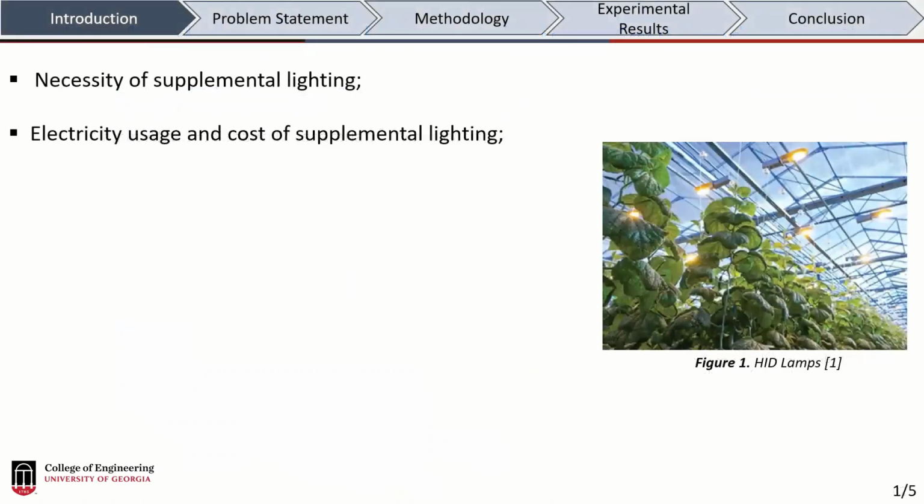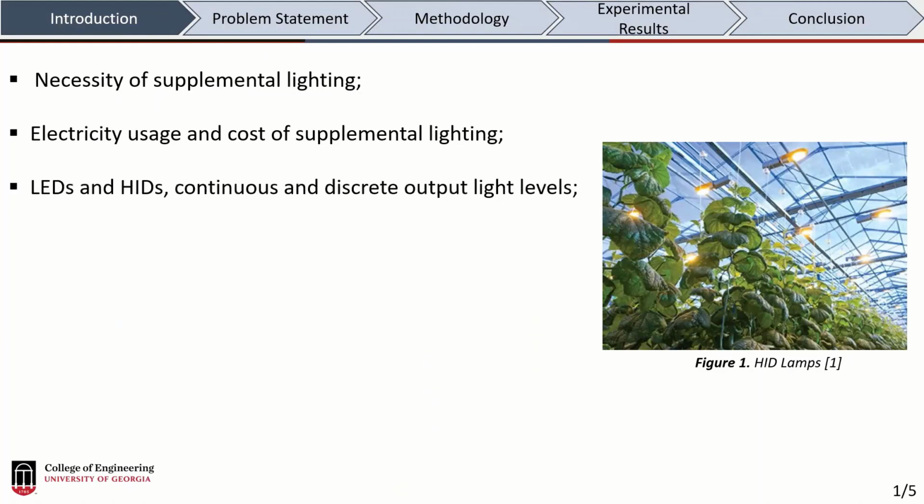Using supplemental lighting in greenhouses has potential for improving plant growth. However, lighting cost accounts for a large portion of greenhouse expenses. LEDs are a popular choice for greenhouse supplemental lighting, but HID lamps with discrete output light levels are still being used.